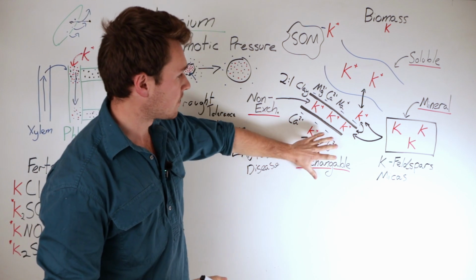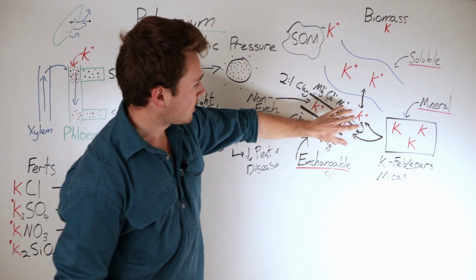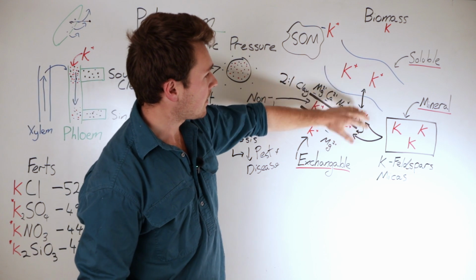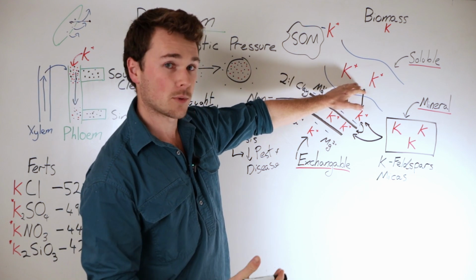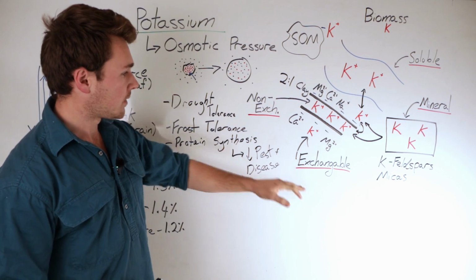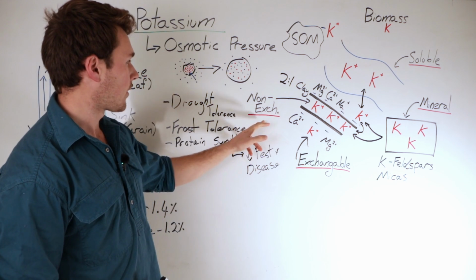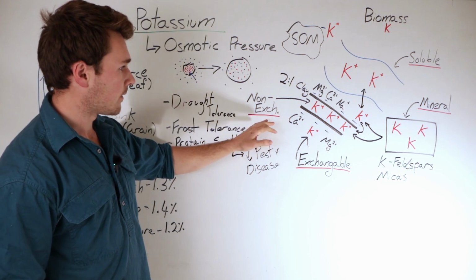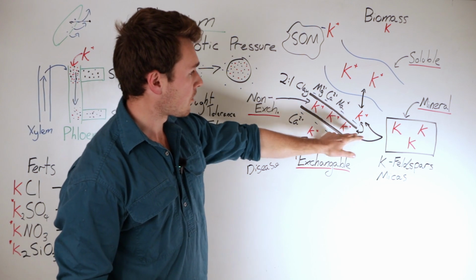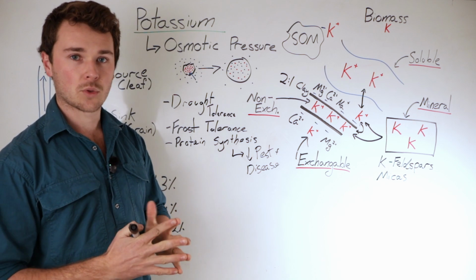And then the exchangeable has an equilibrium with the soil solution. So this potassium will then move in and out of the solution, or soluble potassium, as well as on the clay particle. And then the non-exchangeable and the exchangeable actually exchange, which makes the non-exchangeable terminology a bit confusing. But this potassium can then replace this potassium. So they're kind of the four mineral sources of potassium.